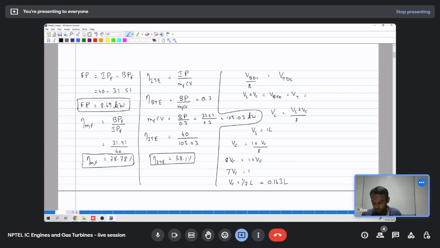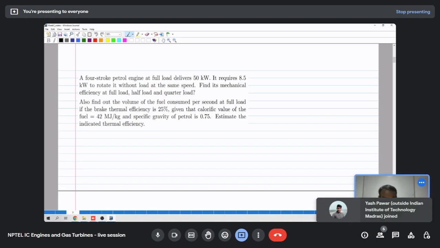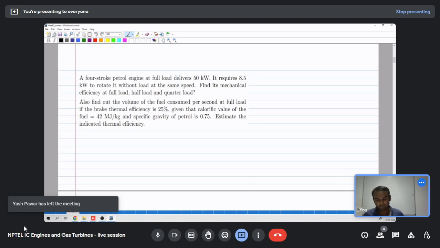Okay, moving on, in the next problem we have a 4-stroke petrol engine at full load delivering 50 kilowatt. It requires 8.5 kilowatt to rotate it without load at the same speed. So that means friction power is 8.5 kilowatt. Find its mechanical efficiency at full load, half load and quarter load. Also find out the volume of the fuel consumed per second at full load if the brake thermal efficiency is 25%, given that the calorific value of the fuel is 42 megajoules per kg and specific gravity of petrol is 0.75. Estimate the indicated thermal efficiency.